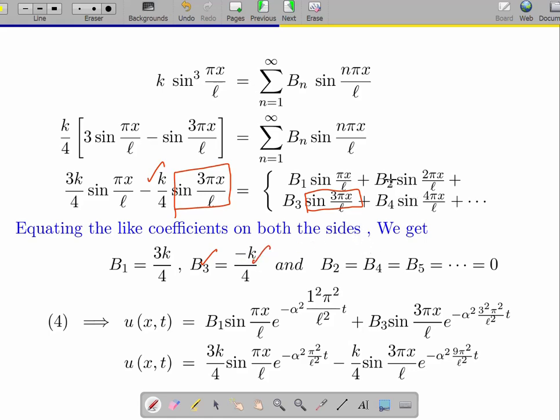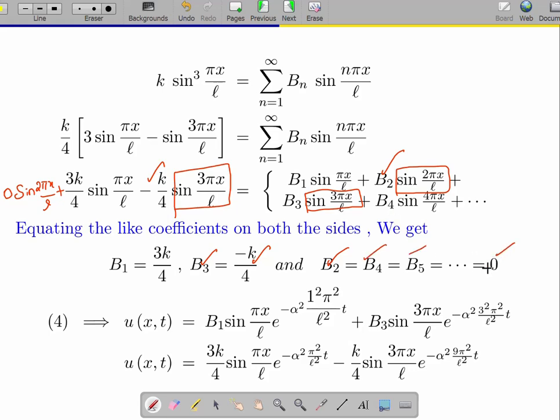So what about the remaining terms b2, b4? There is no sine 2 pi x by L, which means we replace it with 0 times sine 2 pi x by L. 0 into anything is 0, therefore the meaning is never changed. Therefore, the coefficient of sine 2 pi x by L, which is b2, is 0. Similarly, we can find b4, b5.